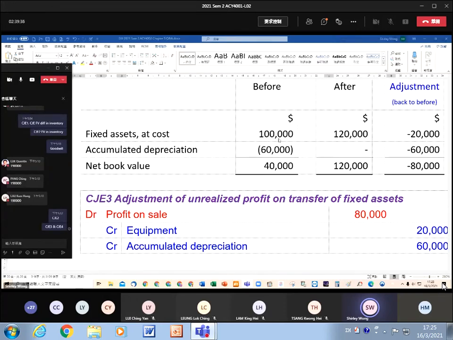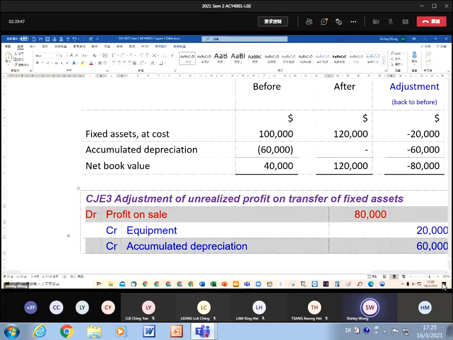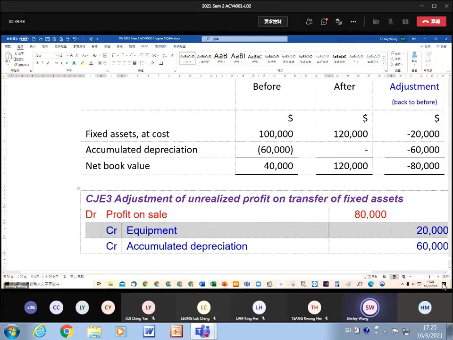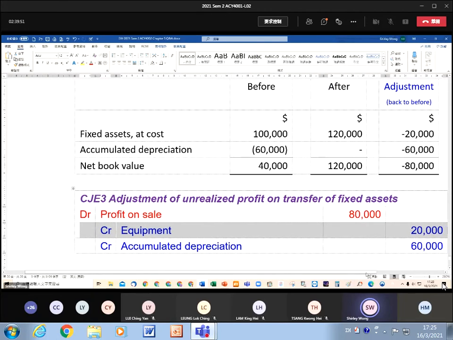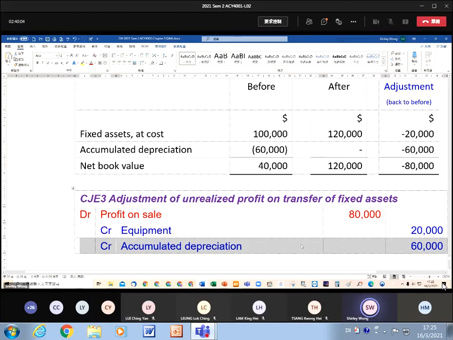So when you compare the fixed assets, originally it is 100,000, now it increased to 120,000. Therefore, you need to minus 20,000 for the equipment. Thus, you will credit equipment for 20,000 to make it decrease in value. For the accumulated depreciation, originally it is negative 60,000 and now becomes 0. You need to make it become negative 60,000, so we need to credit accumulated depreciation.